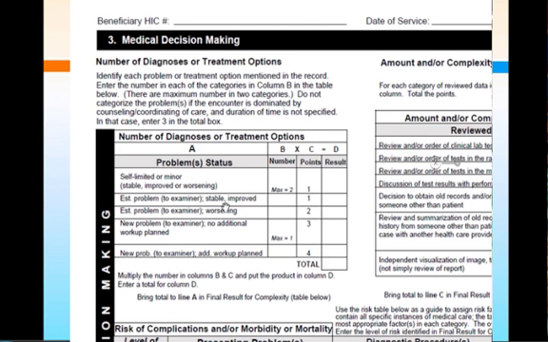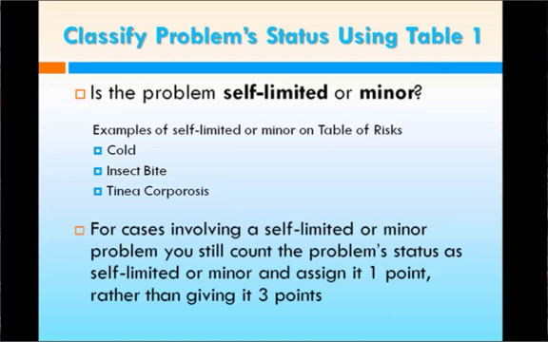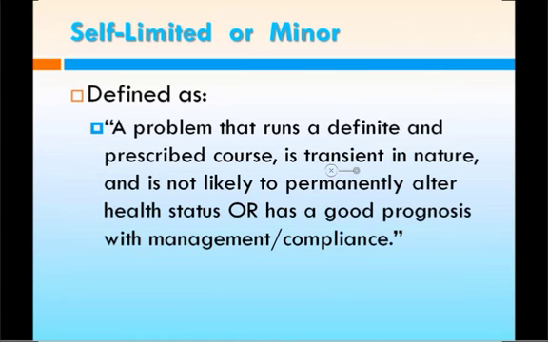The table of risks lists a cold as well as an insect bite and tinea corporis, which is a superficial dermatophyte infection, as examples of medical conditions that are considered a self-limited or minor problem. For cases involving a self-limited or minor problem, even if the condition is new to the examiner, you still count the problem status as self-limited or minor and assign it the 1 point, as I was showing you, instead of giving it the 3 points for being new to the examiner, or however many it would be for an established one. So how do we decide what a self-limited or minor problem is?